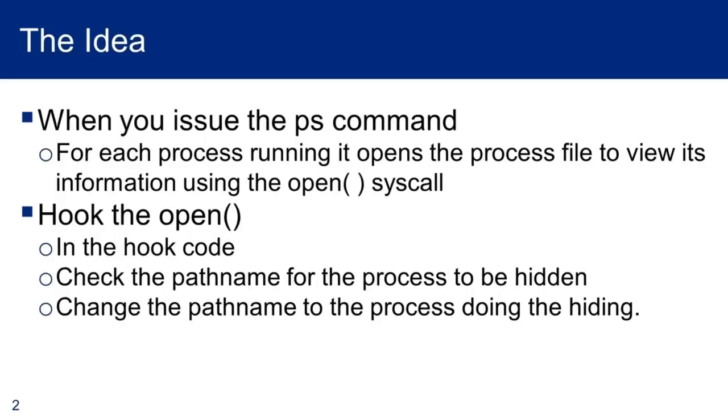The trick will be to use a hooking LKM, as discussed previously, to hook a request to the open function. PS calls open because it needs to open the process file maintained by the kernel to provide the user with accurate information about running processes. Once the open is hooked, the LKM will change the path name for the process that we want to hide to the path name for the process that will hide it. Thus, the information returned will be for the wrong process.